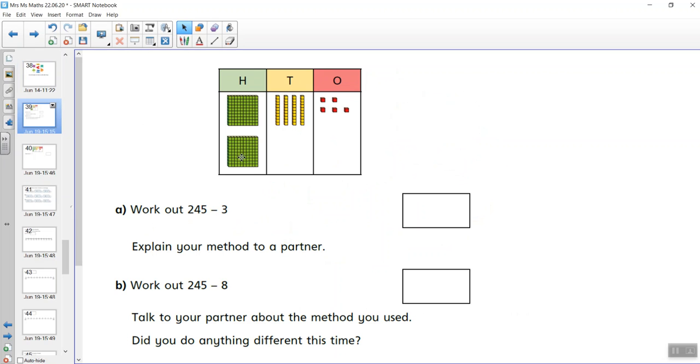I've got 245 and I want to take away 3. So we know that if I take away 3, I'm just going to take away 3 ones, which will leave me with 242. Let's pop that in there.